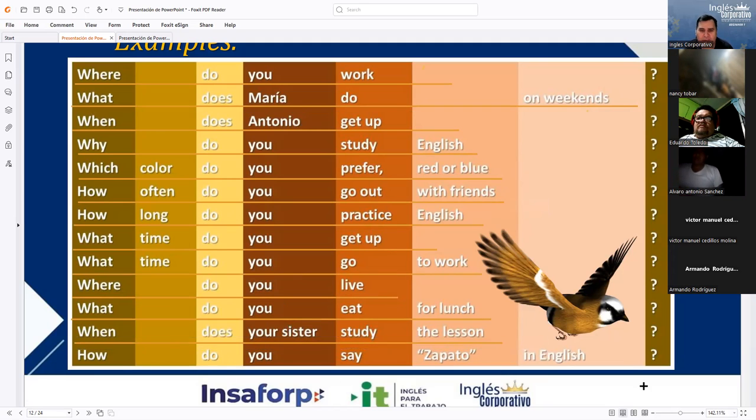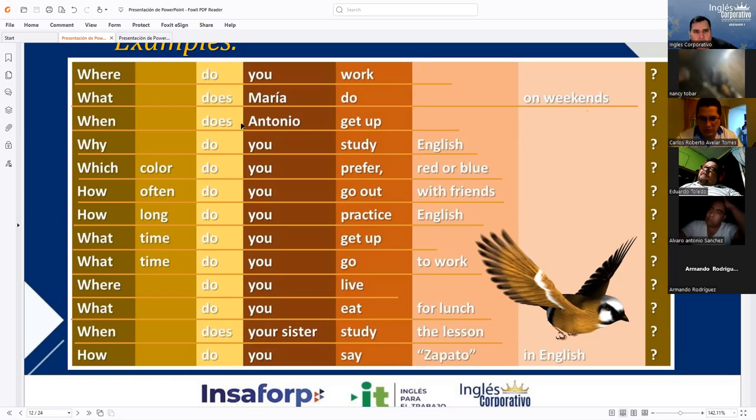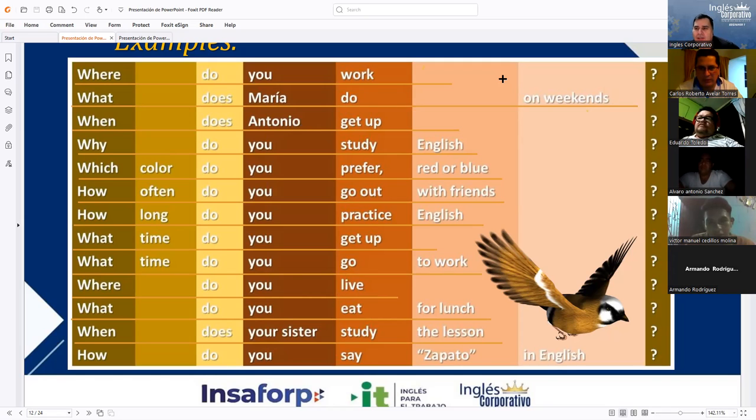And how do you say zapato in English? Shoes. Exactly. Shoes. Where do you work? And you say, I work in a factory. I work in an office. I work in a school. I work in a hospital. Yes, Victor.